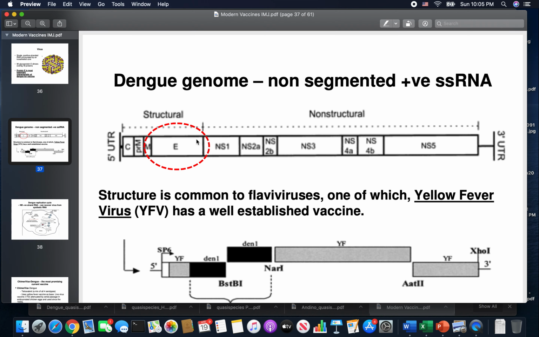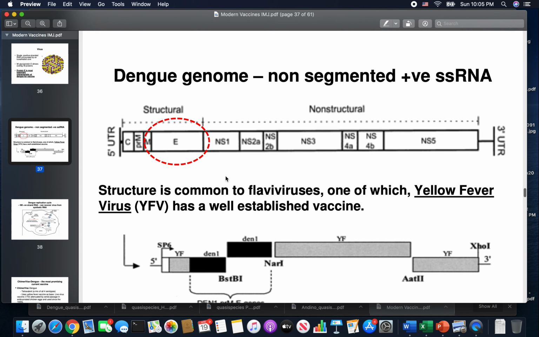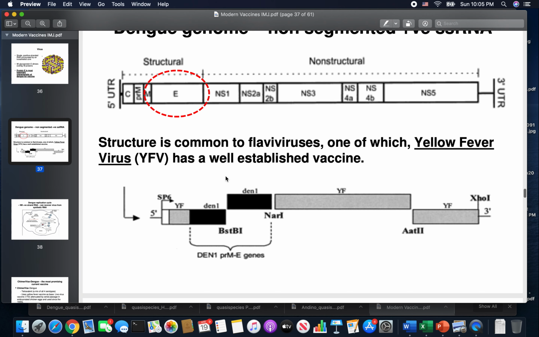So here is the dengue genome. You can see it's non-segmented. It's just one great big polyprotein gene. The structural region is going to be up at the front, and so the E protein here is going to be the one that's on the outside of the virion, and the one that we're most concerned about for vaccination. The rest of the genes are going to do the same jobs as the non-structural proteins of coronavirus do. They're going to copy the viral RNA and defuse the host immune system.